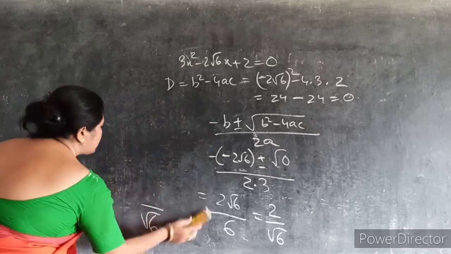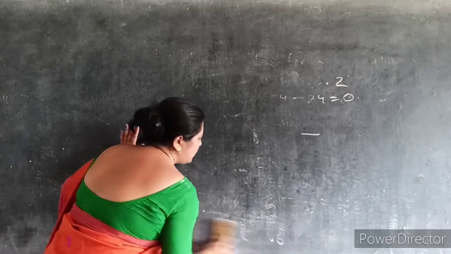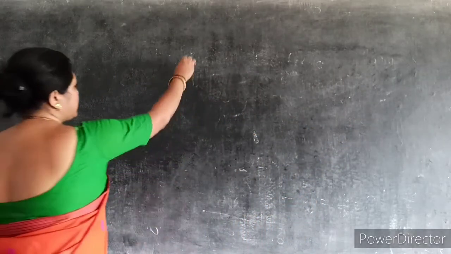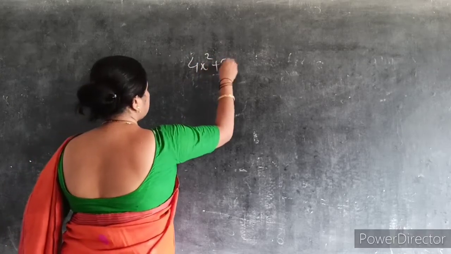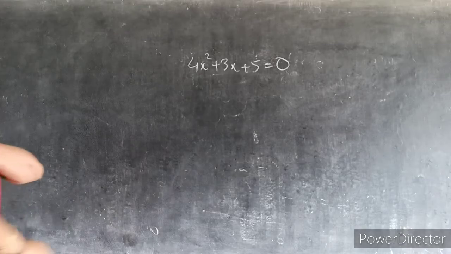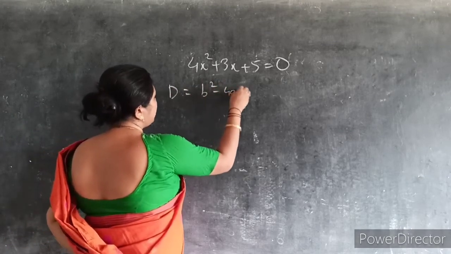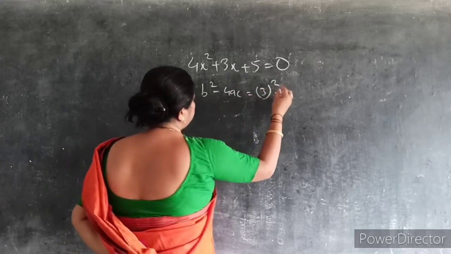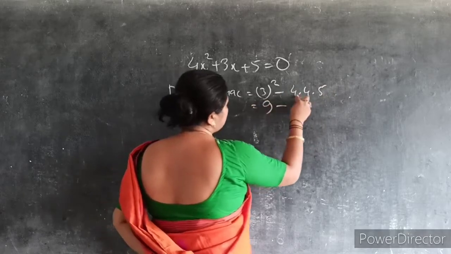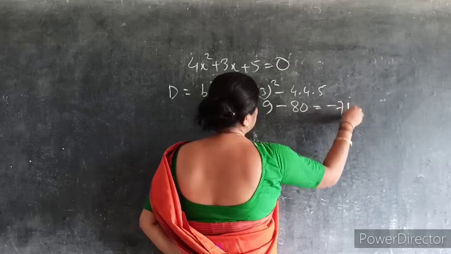So let me take one more sum and let us see what will be the nature of the roots. Suppose I take 4x squared plus 3x plus 5 equal to 0. Let us see the value of D, that is b squared minus 4ac. 3 squared minus 4 into 4 into 5, that is 9 minus 80. So it is coming minus 71.